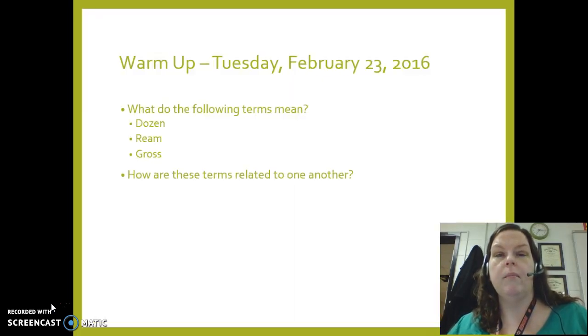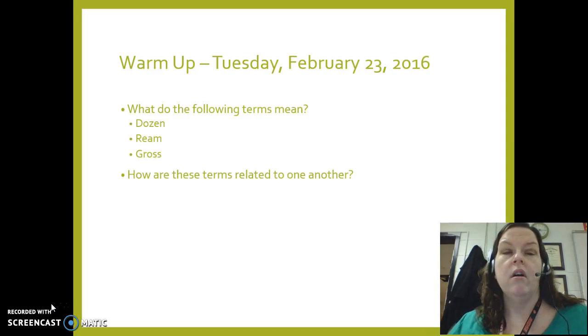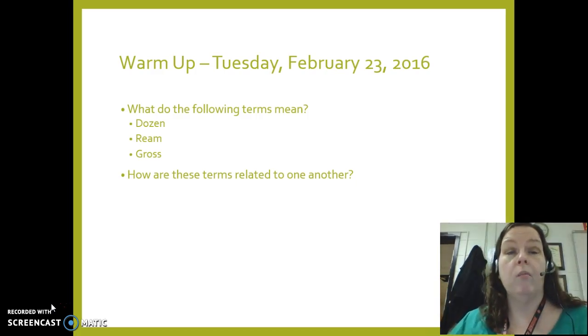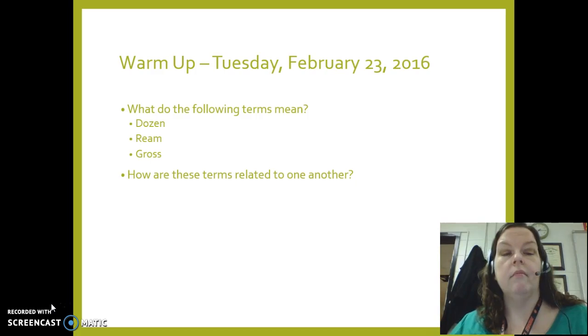So here is the warm-up that 6th period needs to write down. Go ahead and please stop at this slide and try to answer it to the best of your ability based upon what you know or what you can research about this, because it does relate to something that we're getting ready to talk about. Okay, so I'm going to give you a few seconds. Okay, that should have given you plenty of time to stop that slide and look at it and get that written down. So here we go.